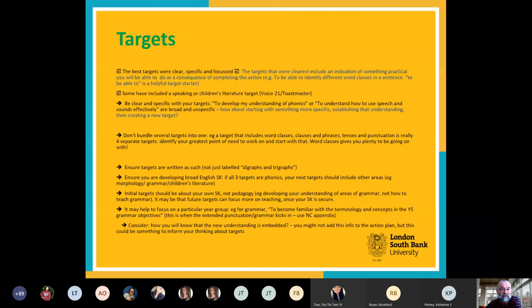Ensure targets are written as such, not just labeled digraphs and trigraphs. So what do you want to do with digraphs and trigraphs? We're going to come up to encounter digraphs and trigraphs later on. Ensure you are developing broad English subject knowledge. If all three targets are phonics, your next target should include other areas, morphology, grammar, etc.